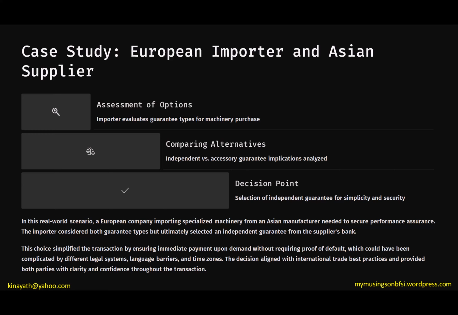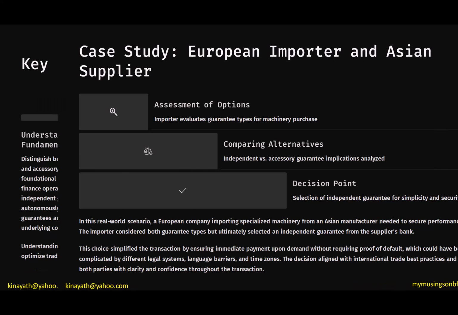So, this will be complicated if you go to different legal systems. So, you need a URDG 758 type of situation. Different language, different jurisdictions, different legal interpretations. So, all that can be avoided if you have a demand guarantee, independent guarantee issued by a bank subject to URDG. So, this is how a decision will be aligned to the best practices.